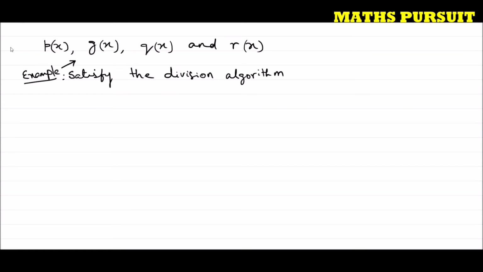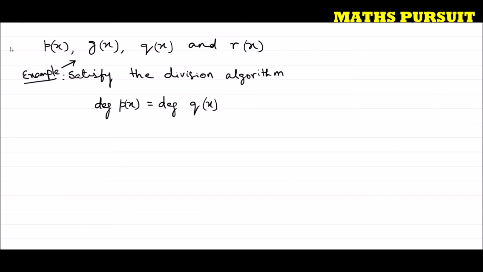And besides that, the example should also be of the form degree p(x) is equal to degree q(x). Guys, this is also one of the conditions. So let us see how we can frame our examples and how we should prove that degree p(x) is equal to degree q(x) in our example.